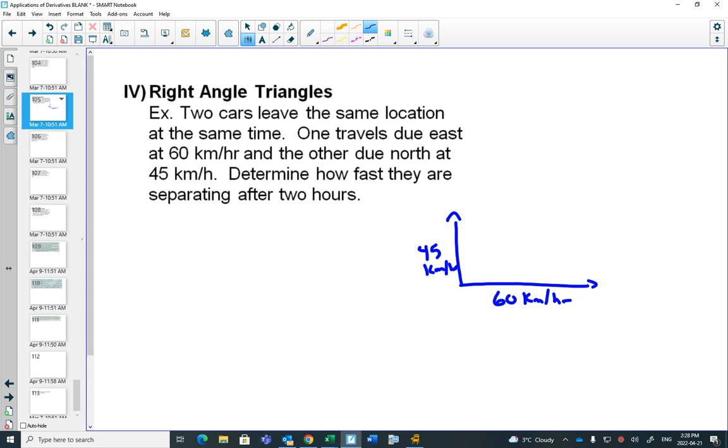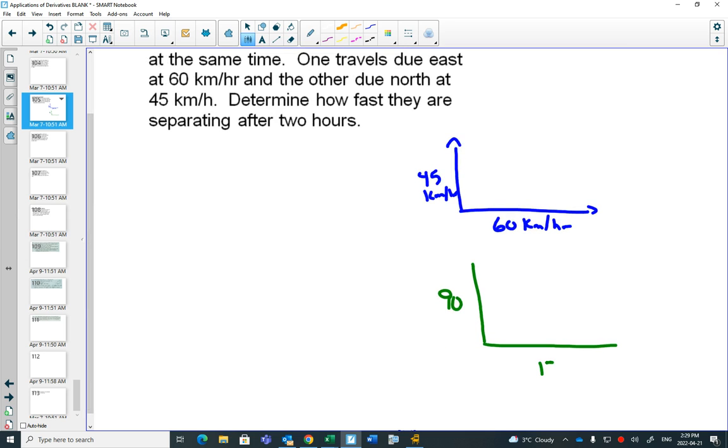And exactly 2 hours later, in this green triangle, one of them would have gone 90 kilometers. One of them would have gone 120 kilometers. They would be, by a squared plus b squared equals c squared, 150 kilometers apart. How fast are they separating at that moment?